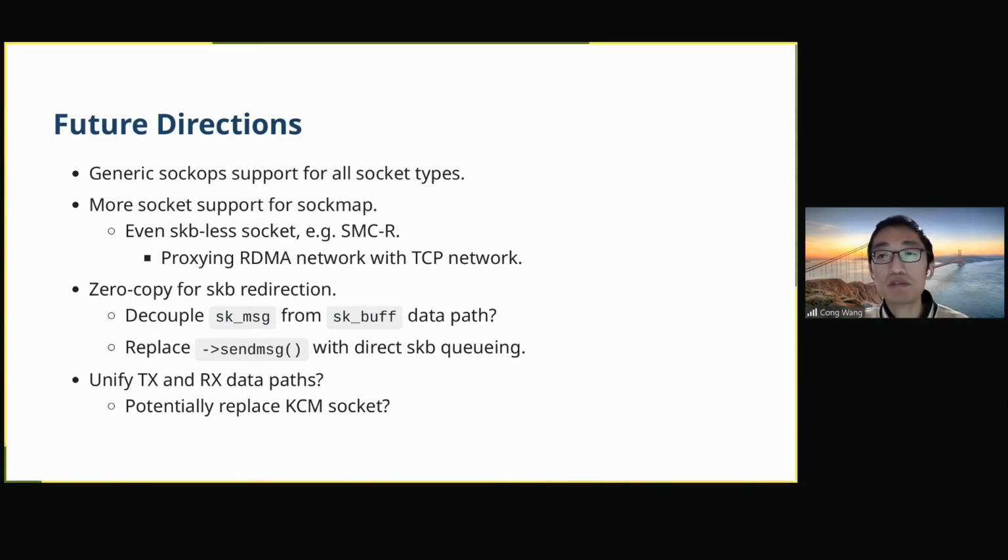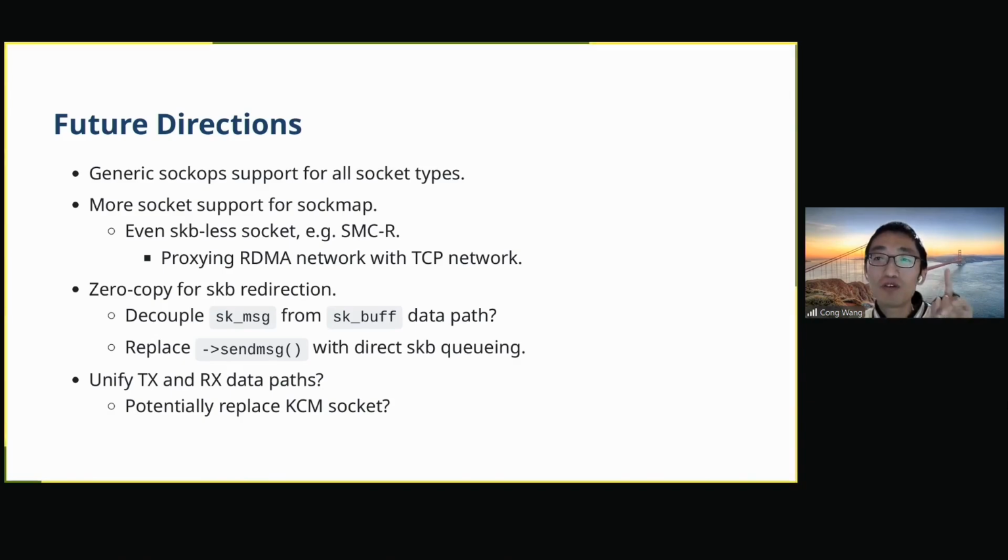The second direction I hope we could do is to have more socket types support the socket map. Currently we literally only have four types. However, in the future, I do believe we could have more types. For example, there are some very special socket types like SMC, the shared memory communication socket. I don't think it even has SKB. So that's the challenge. Without SKB, supporting the socket map could be very challenging.